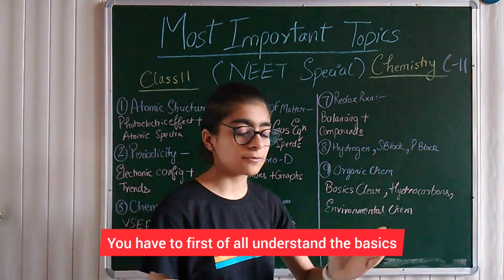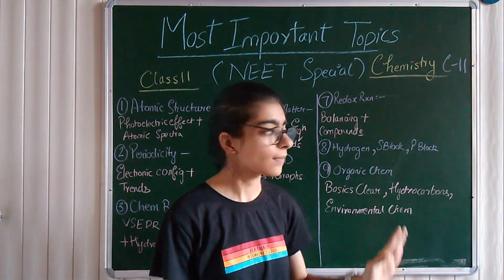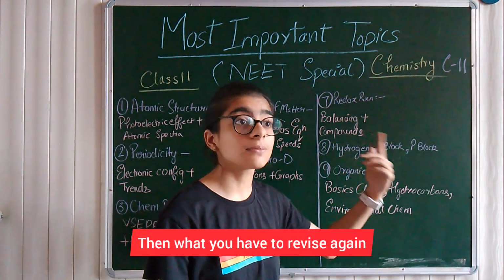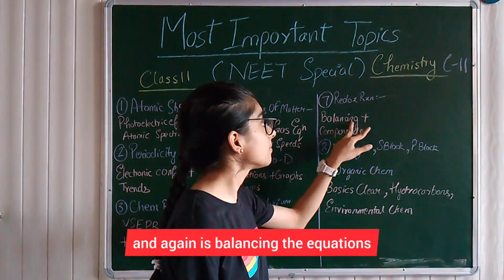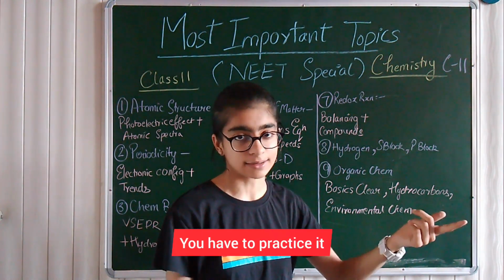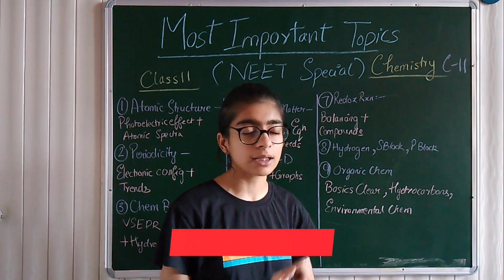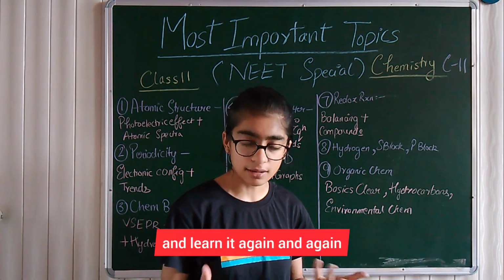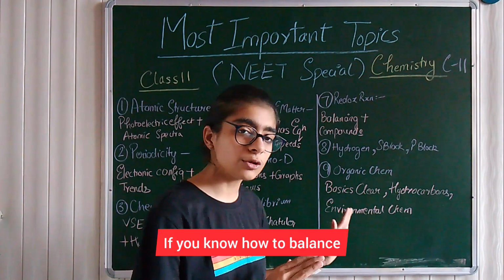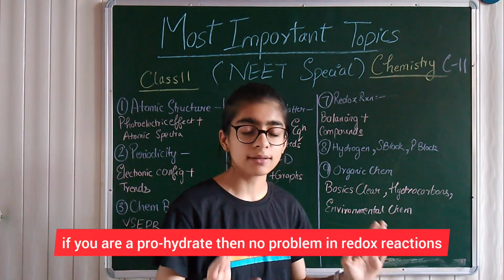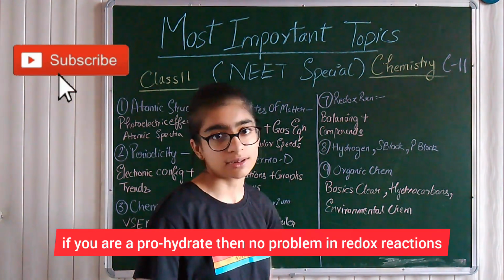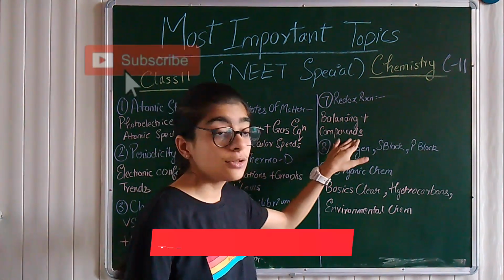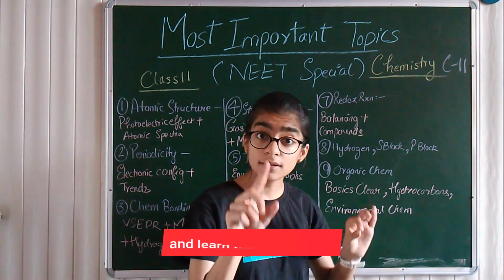Next comes redox reactions. There are mainly two things here. First of all, you have to understand the basics. Then what you have to revise again and again is balancing the equations. You have to practice it. If you are a master in it, then no problem, and there is no need to learn it again and again. If you know how to balance, if you are a pro at it, then there is no problem in redox reactions. Then you have to understand and learn the compounds.